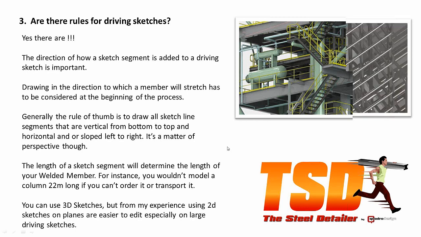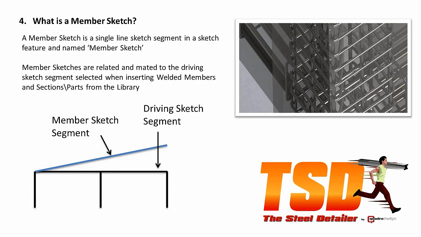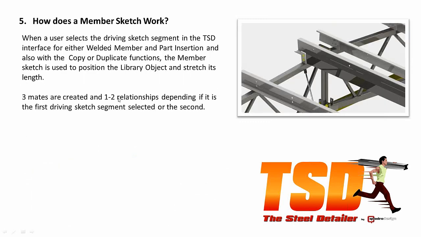Okay, so a member sketch. Okay, we've done a driving sketch. A driving sketch is what we attach our members to. Now, inside a member or a section, we have what we call a member sketch, and they're also in connections. A member sketch is what snaps onto your selected driving sketch segment. That's basically what it is. It snaps on.